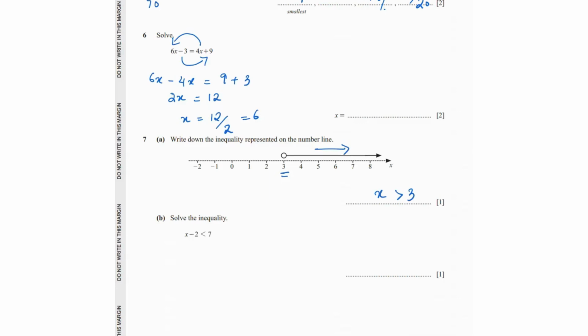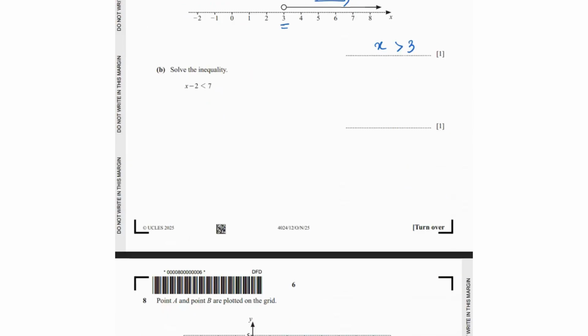Then solve the inequality. x minus 2 is less than 7. So we take the 2 to the other side, it becomes plus 2. So x is less than 9. When you're talking about solving inequalities, like linear inequalities, the solving part is the same as solving a linear equation. The only difference is that instead of an equal to sign, we have an inequality now.